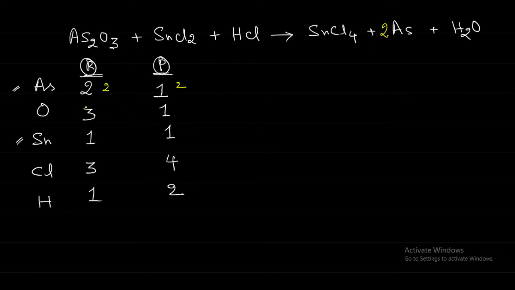Next, non-metals we have to balance. Chlorine. Here there are 2 plus 1, so 3 chlorines, and here 4 chlorines. What do we have to do? We will put 2 before HCl. If we put 2 before HCl, 2 plus 2 is 4, so here it will balance.